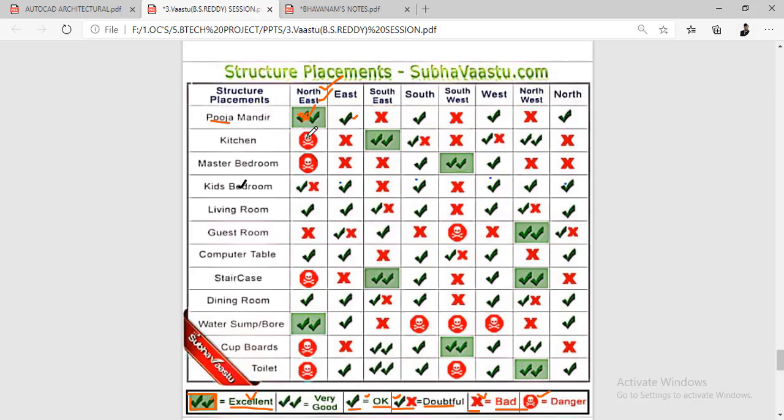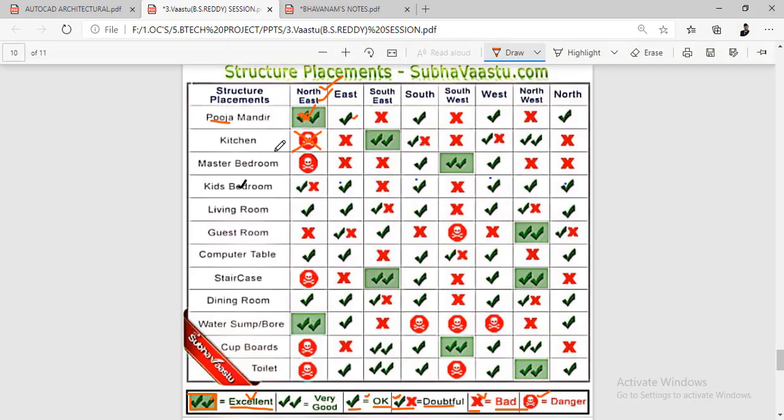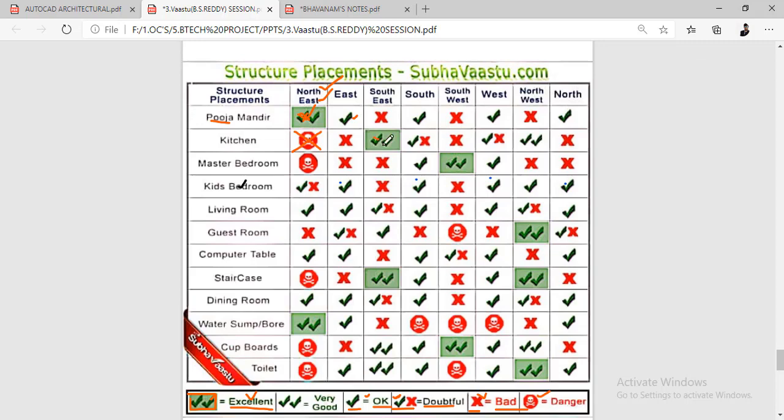And the kitchen, northeast is a danger. You can't provide it. So in the kitchen, northeast you can't provide it. And the east, bad. Southeast, it's good, very good, excellent. So you can provide it at this position. And south, it's doubtful. And southwest, bad. West side, it's doubtful. And northwest, it's very good. You can, and that's why this is the second option for the kitchen. Second option is the northwest. And in the north, it's bad. Master bedroom, danger. Master bedroom, southwest is good.